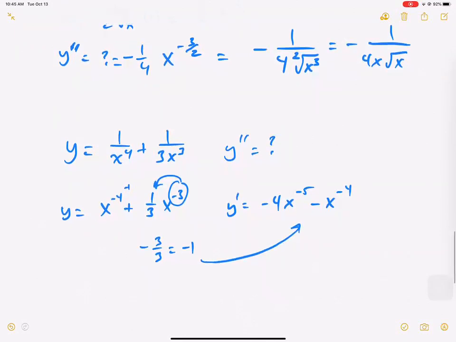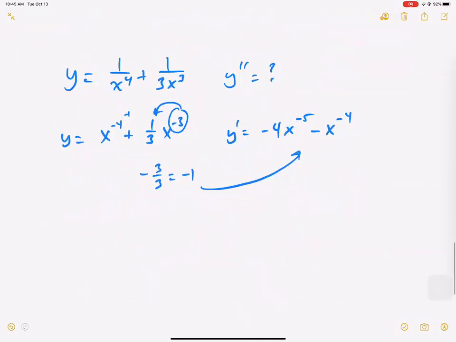Following up with that, it's y double prime. So we take the derivative of this again, but now it's a power rule, super easy. 20x to the negative 6 plus 4x to the negative 5th.